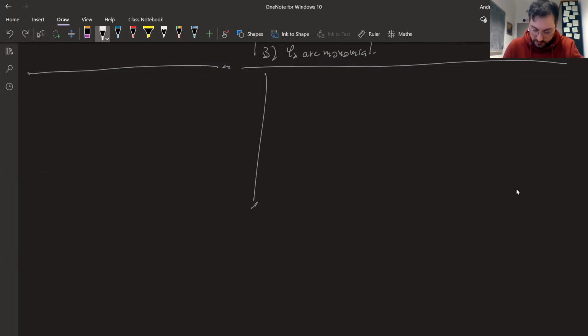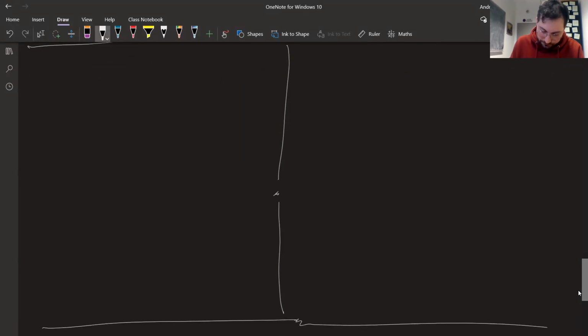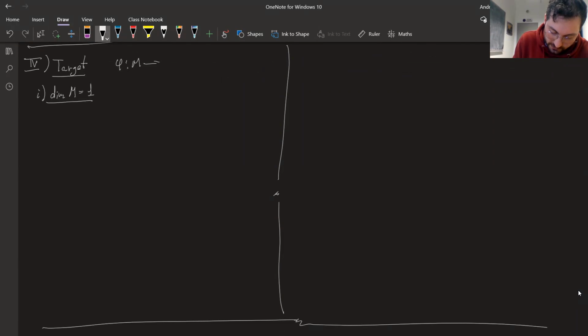So I call it the target. The first thing I want to consider is the case of dimension of M equals 1. So the source, right? We have phi from M to N. And I want to look at the case that the dimension of M is equal to 1. And let's start with a simple example here.